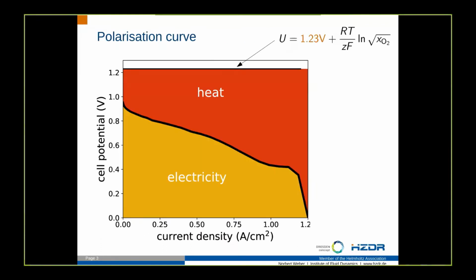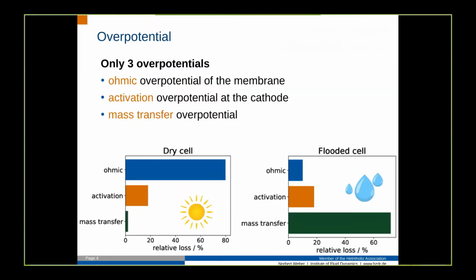Modeling the cell voltage is basically very easy for such a fuel cell because the open circuit potential is well known and described by a simple formula. The only thing that is missing is computing the overvoltages, so the voltage losses which appear in the fuel cell, this red colored area here in the polarization curve. And how does it work?